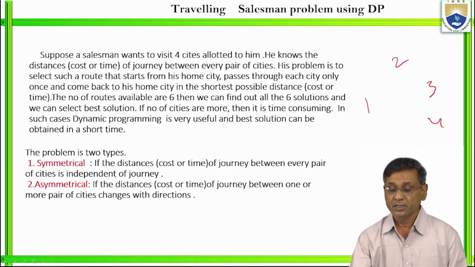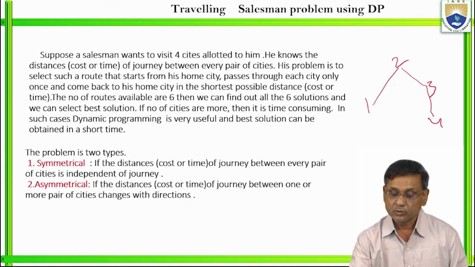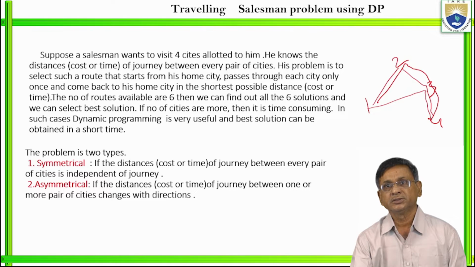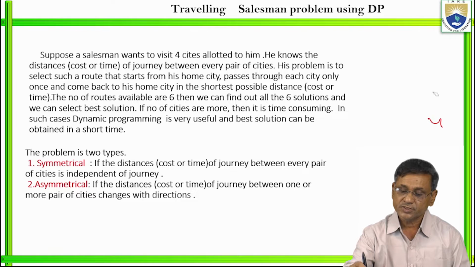Suppose 4 cities, 1, 2, 3, 4. This is the home city. You can go from 1 to 2, 2 to 3, 3 to 4. Or you can go from 1 to 3, 1 to 4, and then 4 to 2, 2 to 1. Like that, you can select different routes. So he has to select the least cost route. If the number of cities is 4, we get only 6 paths.